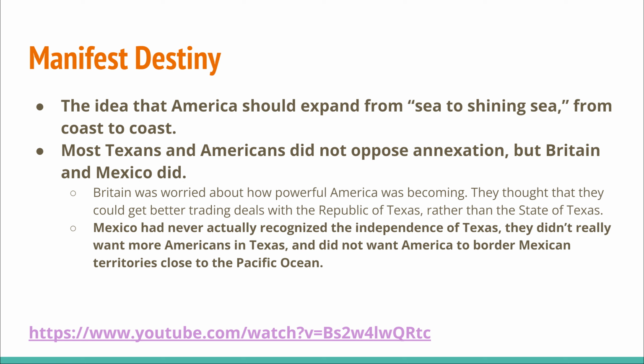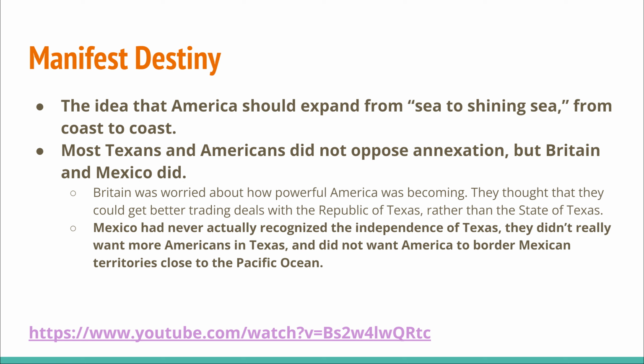Britain is just another word for England, if you don't know, the country that America fought its war for independence against. But Britain was worried about how powerful America was becoming. They thought that they could maybe get better trade deals if the Republic of Texas would have stayed independent rather than if Texas became a state.